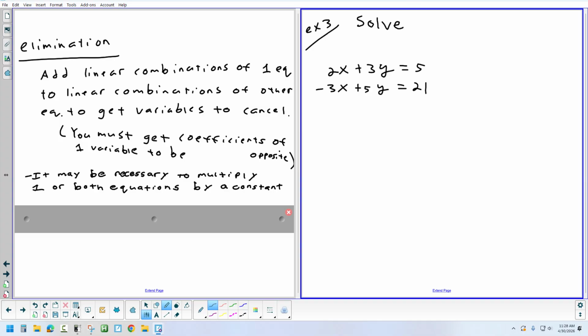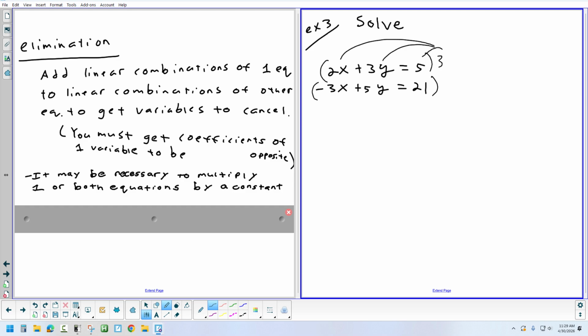Now we're going to multiply this equation by something, and I think we're going to have to multiply that equation by something. We want a number that 2 and 3 both divide into without a remainder. What does 2 and 3 both go into? 6. So that's the goal. We want to have 6's in front of the x, one positive and one negative. How would we get a 6 in front of the top x? We're going to multiply everything by 3.